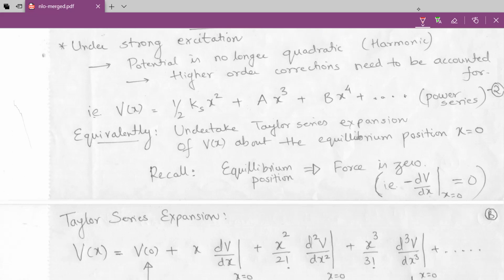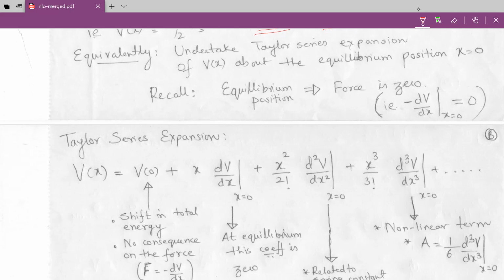So in the simplest terms, what I do is add a few more powers to the potential. My V of x now becomes half k_x x squared, the original harmonic potential, plus a correction term with capital A x cubed, and another correction capital B x to the power of 4, and so on. So this is the way to add corrections to the potential. There is another way to view the same thing, which is to undertake the Taylor series expansion of V of x about the equilibrium position x equal to 0. So recall that my equilibrium position was indeed where the force is 0, which is at x equal to 0.